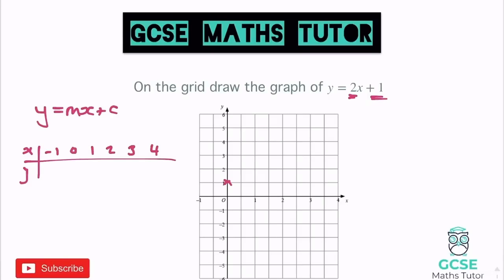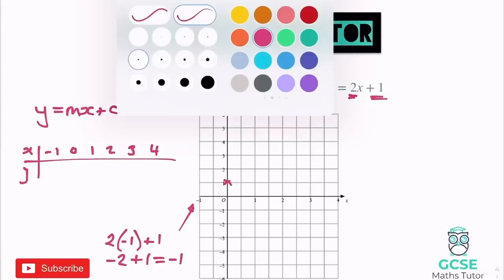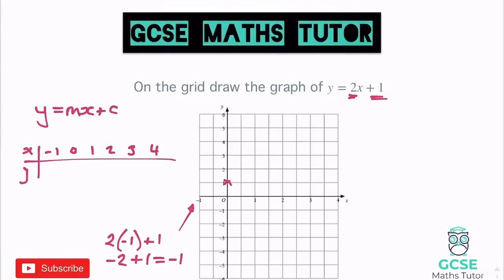So if we start with negative 1, this one here, we need to double that and add 1. I'm going to just sub that into my little equation up there. So y equals 2x plus 1. So it's 2 lots of minus 1, 2 times minus 1, and then add 1. And if we double negative 1, we get negative 2. Add 1 to that, gives us negative 1. So our first y coordinate there is negative 1 as well. So minus 1, minus 1. And we can plot that if we want straight away. There it is, minus 1, minus 1.